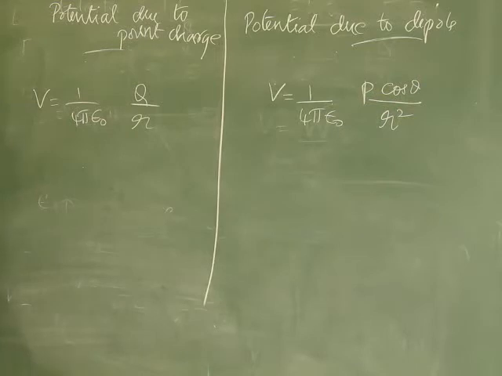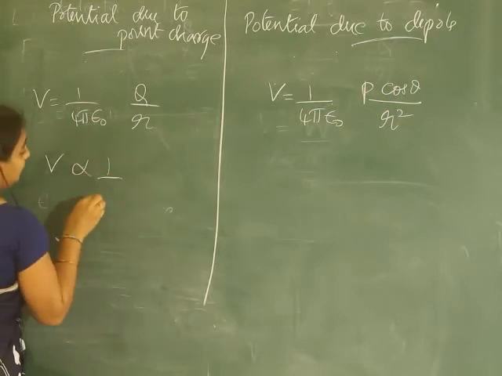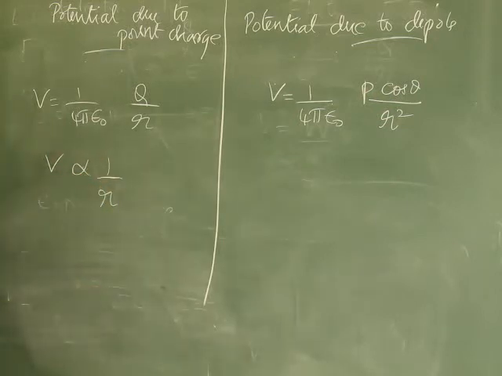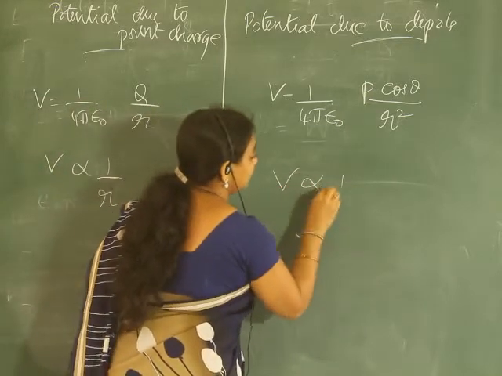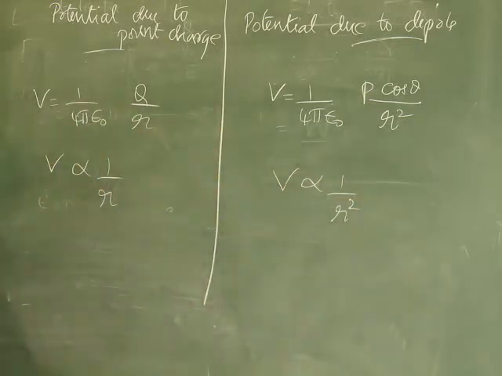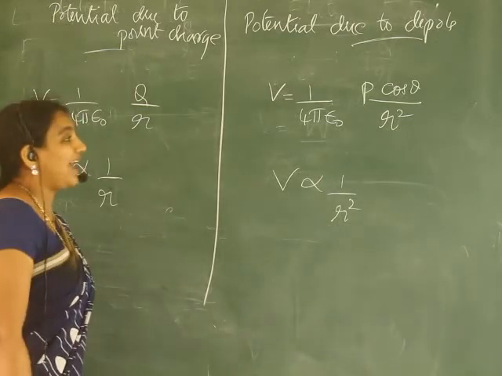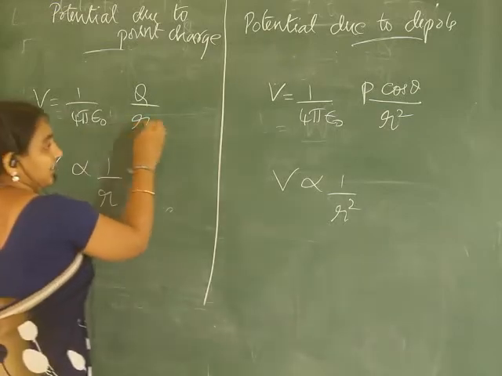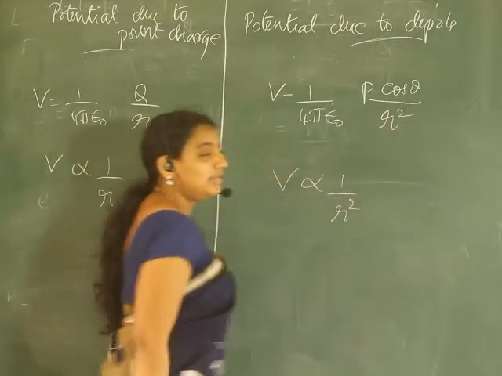One difference is the expression. Next, here potential is inversely proportional to R, whereas here potential is inversely proportional to the square of the distance. Next, one more. Can you help me? Potential due to the point charge depends on the position vector, whereas this one depends upon the position vector and also the angle. Here it depends only on R. Here it depends on R and also theta.